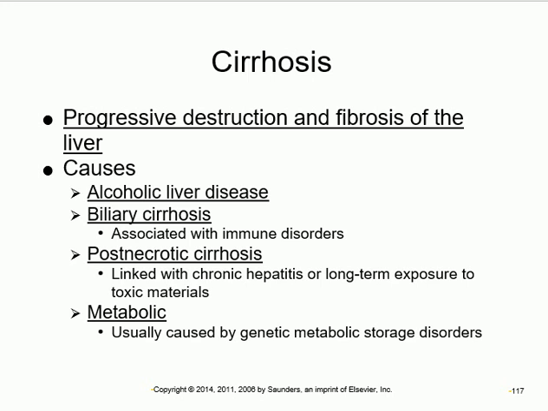Cirrhosis is a progressive destruction and fibrosis of the liver. Both of them. Destruction, necrosis, followed by fibrosis. It can come from alcoholic cirrhosis, drinking a lot of alcohol. It comes from biliary cirrhosis. The bile is not leaving. It goes back, returns, and irritates the liver. It can be post-icteric cirrhosis, which is the last stage of hepatitis. It can lead to cirrhosis and can be metabolic.